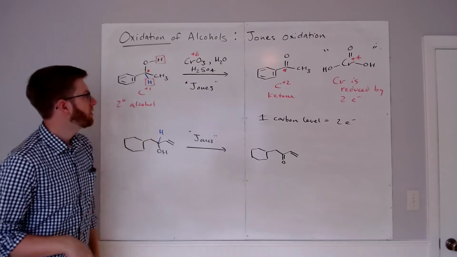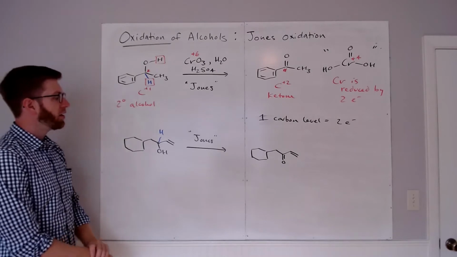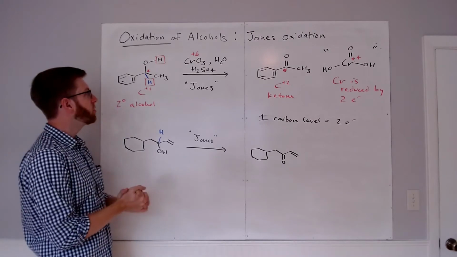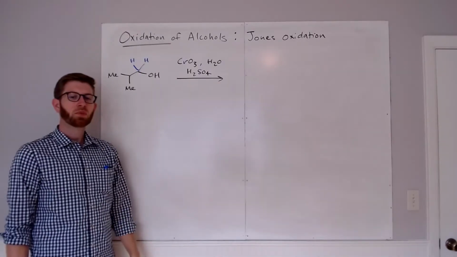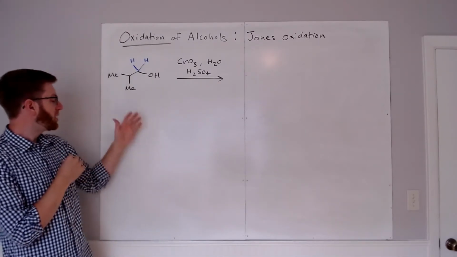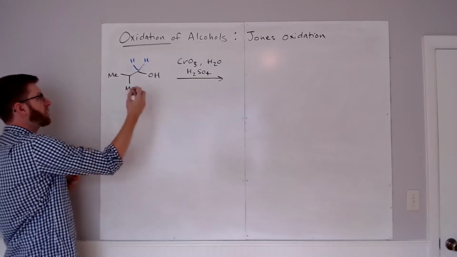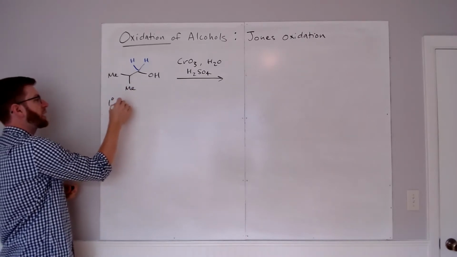In the next section of this video, we'll be looking at a different type of reaction that the Jones reagents do. It's a little bit of an accident, but I think it's a useful one. In this section, we'll look at what happens when we take primary alcohols and react them in the Jones oxidation reaction.